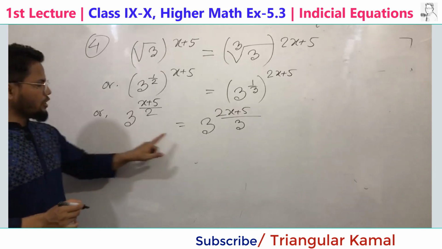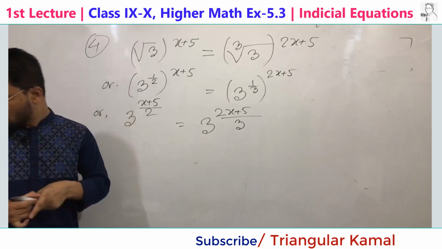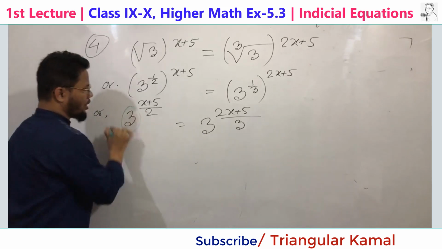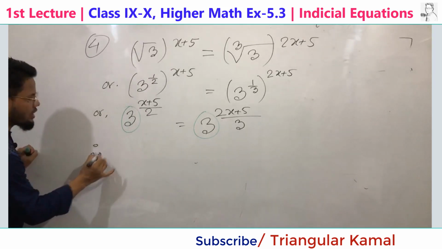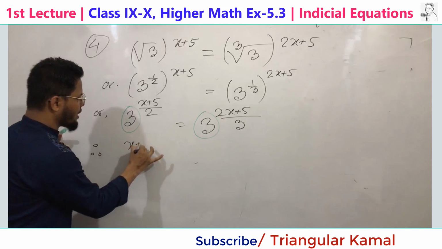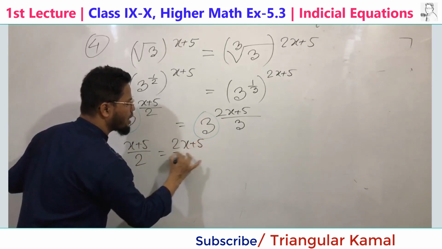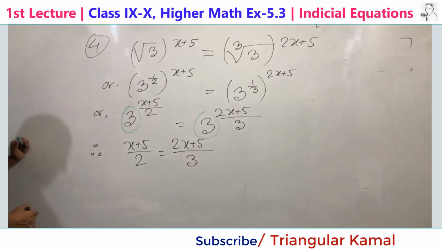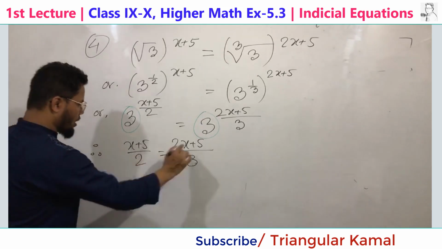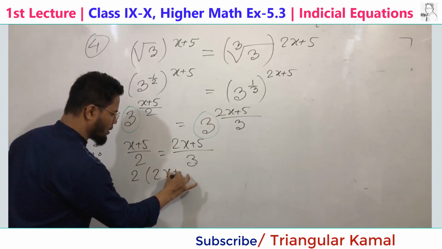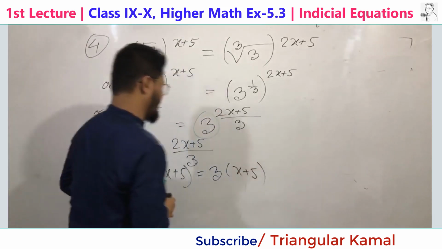So now what we say here, in both cases the bases are the same, 3 and 3. So when the bases are the same, we can convert this equation into a simple equation, like (x plus 5) divided by 2 equals 2 times (x plus 5) divided by 3. Now do cross multiplication here. This gives 3 times (x plus 5) equals 2 times twice (x plus 5).